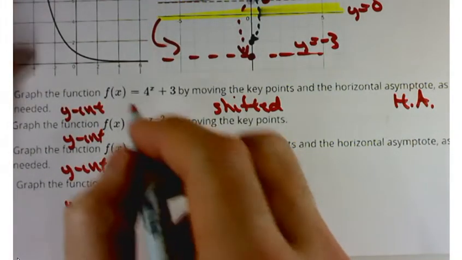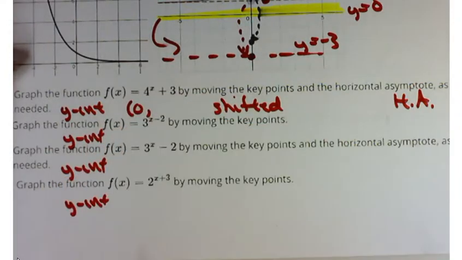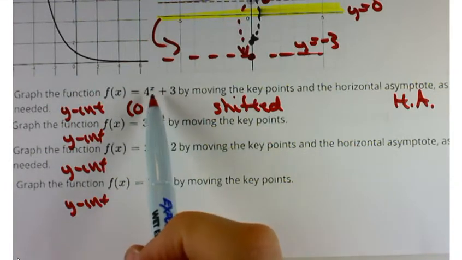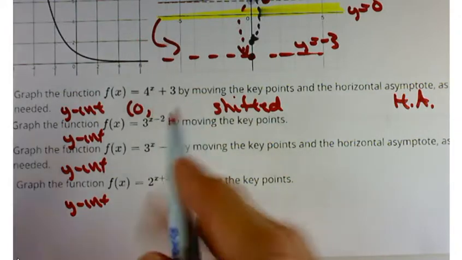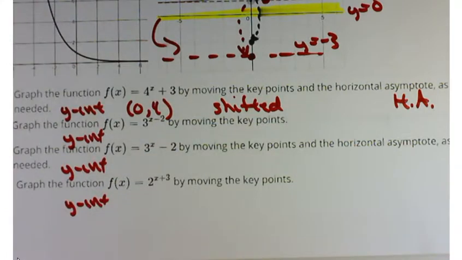To find the y-intercept of any graph, what do I have to do? Set x equal to 0. So let's set x equal to 0. Bianca, maybe you can help me out. That's going to give me 4 to the 0 plus 3. 4 to the 0 is 1, plus 3 is 4. So that's where your y-intercept should be, at 0, 4.